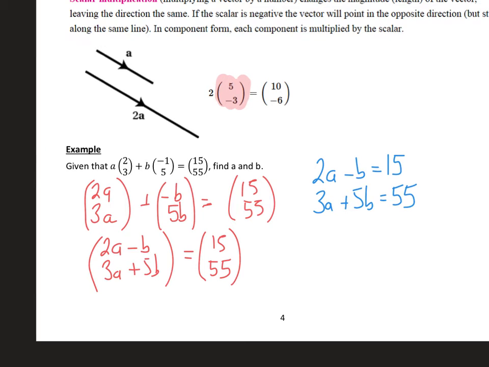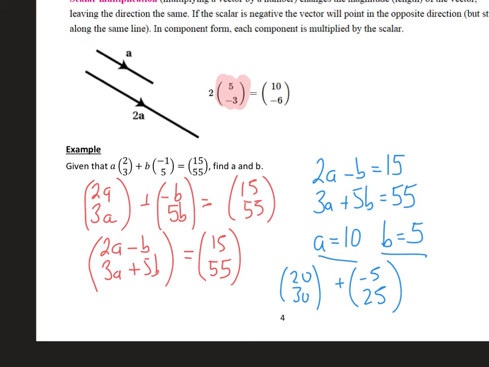So solve that however you want to solve. Remember your calculator will solve simultaneous equations for you. So if I just stick it in my calculator, I'll get the answers very quickly. a is 10, b is 5. Now it's always good when you get your answers to check by subbing them back in and seeing if it works. So if I did 10 times that first vector, I get (20, 30). 5 times the second one, I get (-5, 25). I want to add those together, will I get (15, 55)? Yes, I will. So I'm confident I've got full marks on that question.